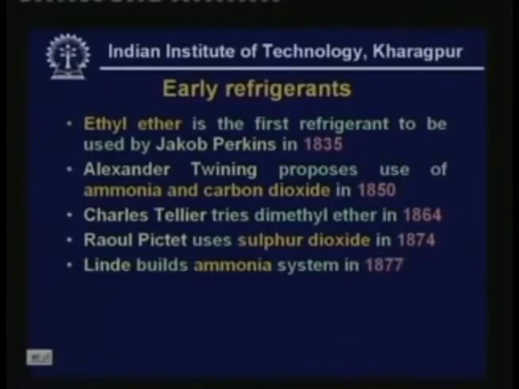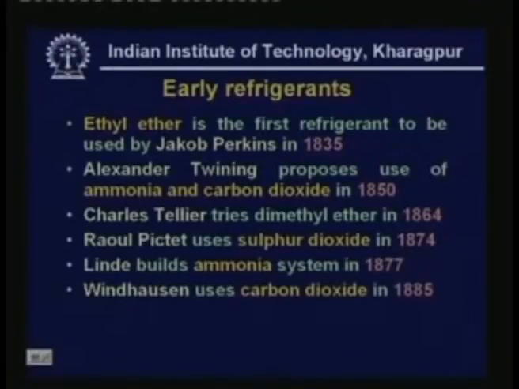Then Linde built ammonia systems in 1877. As I said, this is one of the most important landmarks in the history of refrigeration. And Windhausen used carbon dioxide in 1885. Carbon dioxide, since it is non-toxic and non-flammable, is a safe refrigerant, so it was very widely used in marine air conditioning and refrigeration applications.